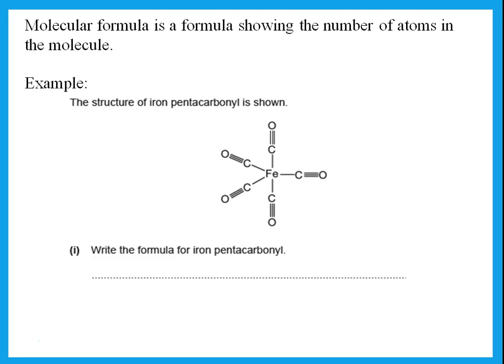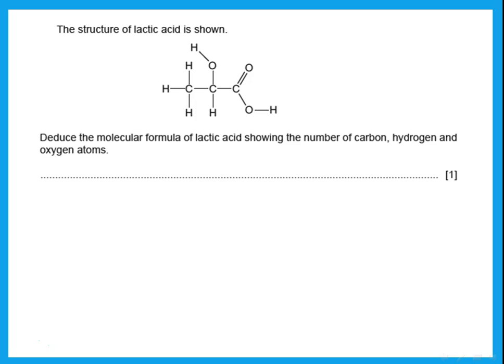So if you have a structure like this and he says write the formula, all you're doing is you're counting the number of each of the atoms and putting it in the form of a molecular formula, something like this. So here you have 1 iron, 5 carbon atoms, 5 oxygen atoms. So this is how you write the formula of this compound. So this is another one. How do you write the formula of this?